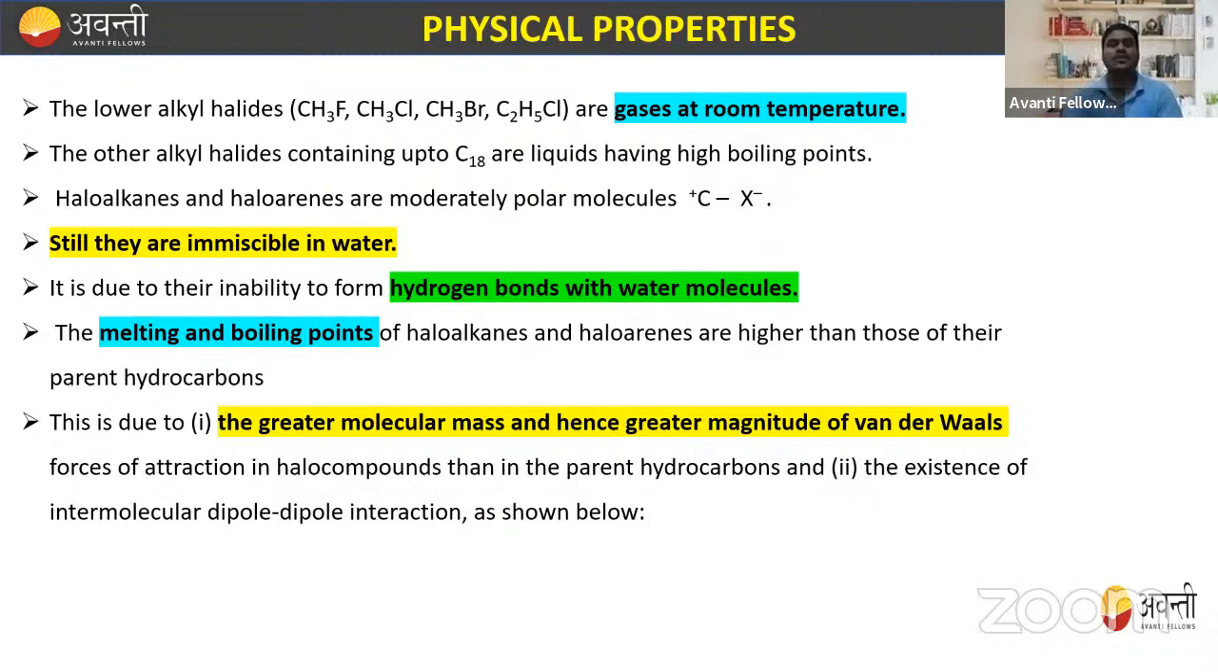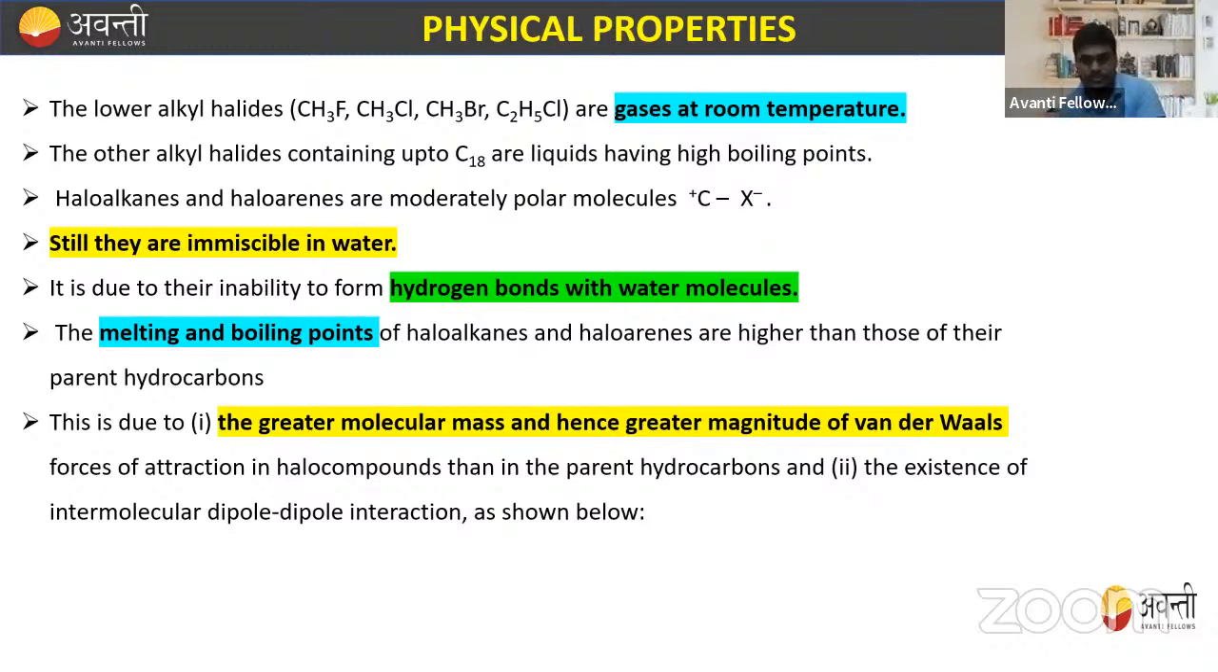Now the melting and boiling points of haloalkanes and haloarenes are higher than those of their parent hydrocarbons. So if I'm comparing with the hydrocarbons, their melting and boiling points are higher, right? Why? Because of the greater molecular mass and hence the greater magnitude of van der Waals forces, because we know that van der Waals forces come into the picture when the molecular mass is more. So if two compounds have more molecular mass, then definitely van der Waals forces act accordingly.